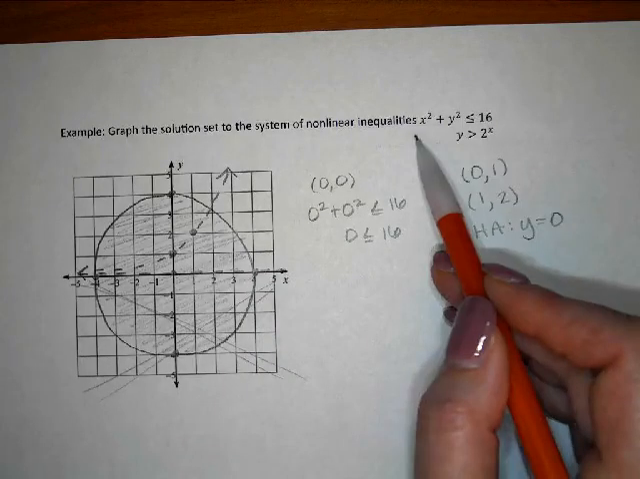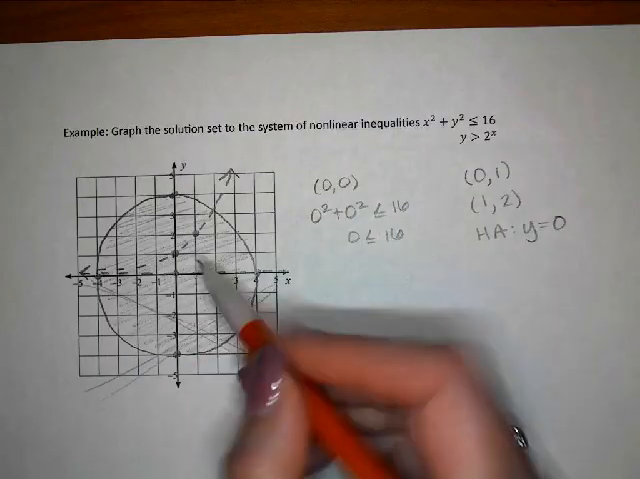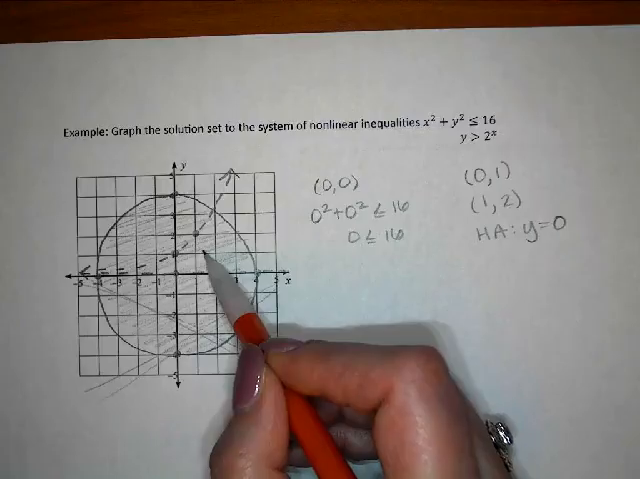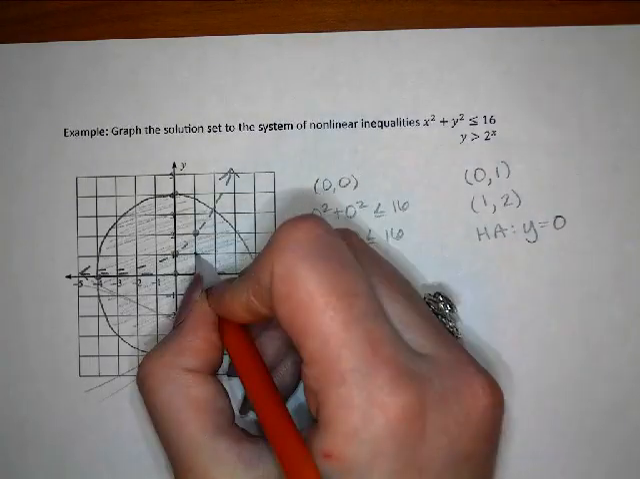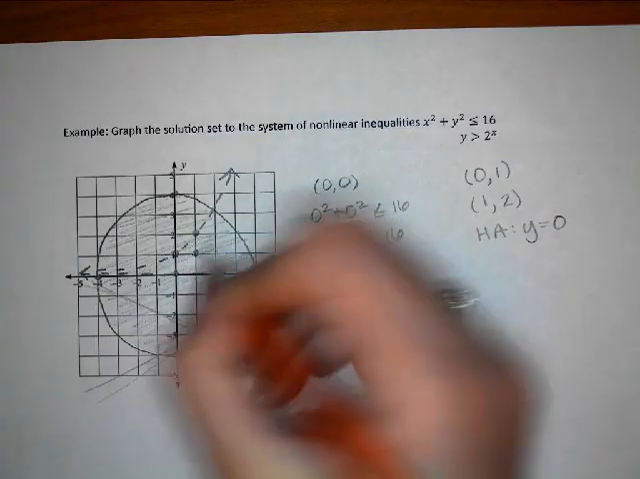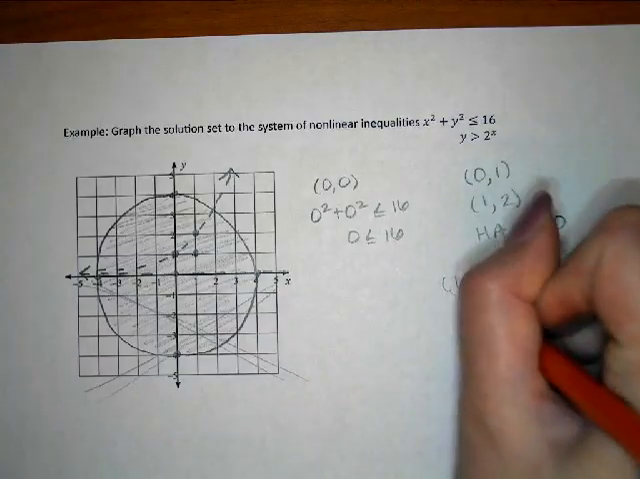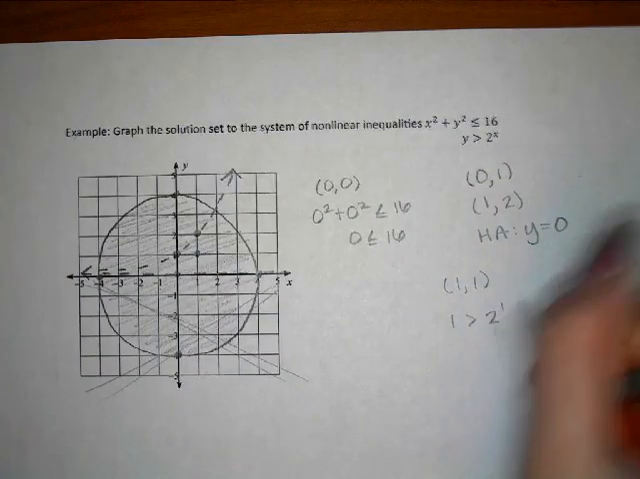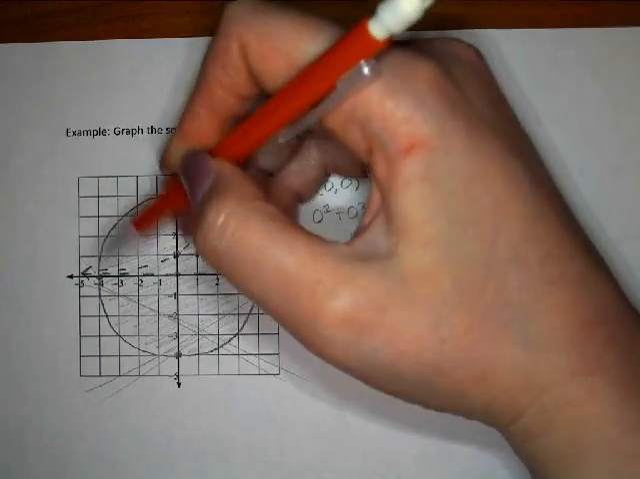And now what I can do is plug in a point to my exponential inequality and see if I should shade above the curve or below the curve. I'm going to go ahead and use the point (1, 1). I cannot use (0, 0) because it's on the asymptote. So I'm going to use (1, 1). y is greater than 2 to the x. This is false, and so that means I'm going to shade on the other side. So I'm going to shade above the curve since that point was below the curve.